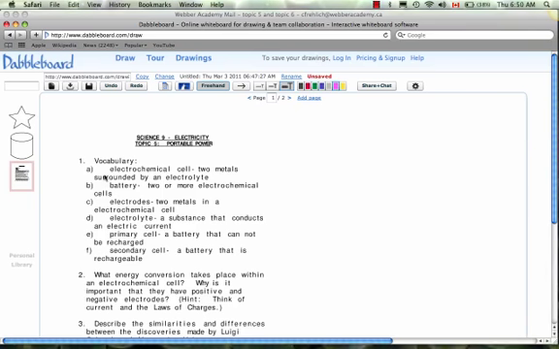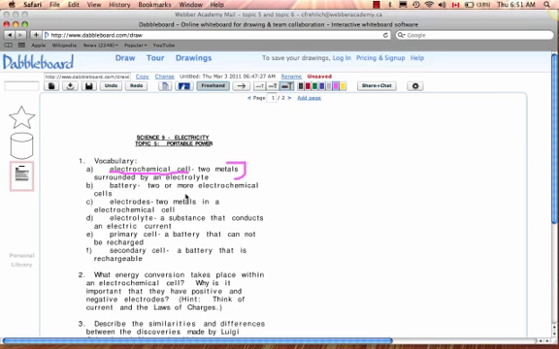The first one is an electrochemical cell and what that might be. This definition isn't in the back of your book, so you should know that we need two different metals, which are the electrodes, surrounded by an electrolyte for it to be an electrochemical cell. Next, a battery is two or more electrochemical cells combined.